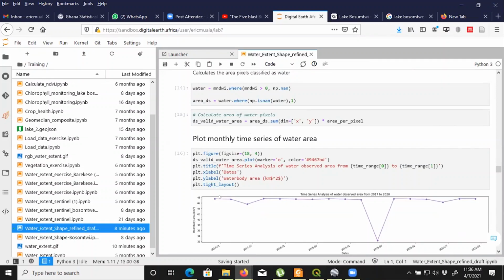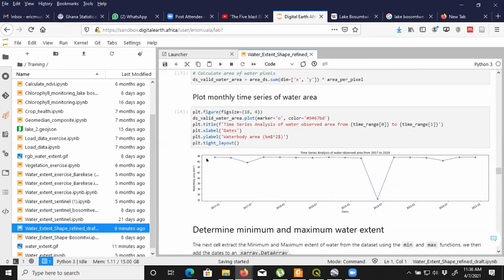If you look at the web, it says the surface area of the lake itself is 49 square kilometers. If you look at our sandbox, we could see that several of them are quite close to the 48, and there seem to be some slight changes. So these are some of the variations when it comes to the years.